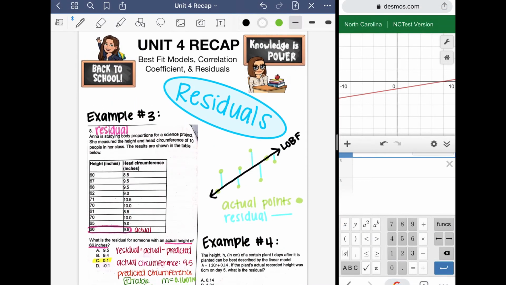Finally, we're going to talk about residuals. So residuals are the difference between the actual Y value and the predicted Y value for a set of data. So you can see in this diagram here, if we have some actual points, say they're from a table, and we put them on a graph, and those are our actual points, and then we get a line of best fit, then the residual is the difference or the distance vertically between the actual point and the predicted Y value on the line of best fit. So this blue line represents the residual or the distance between the actual Y value and the predicted Y value.